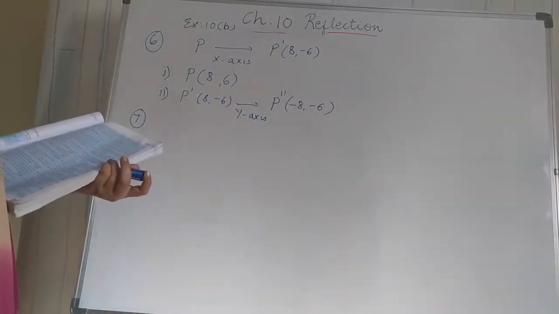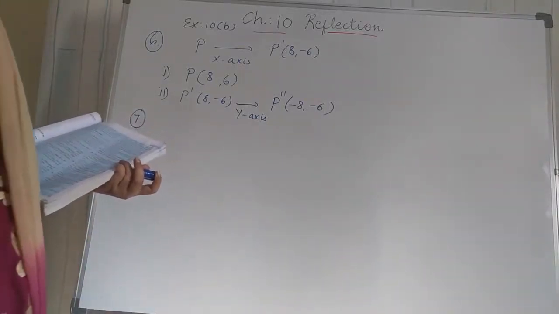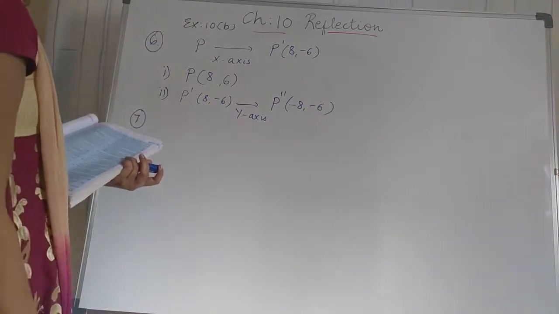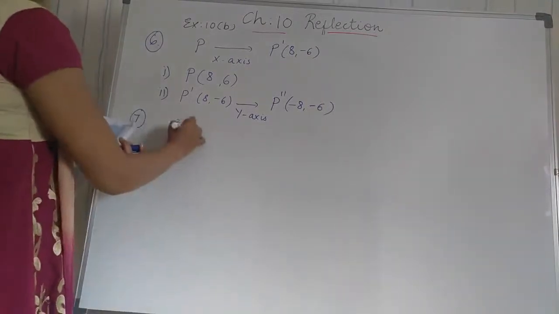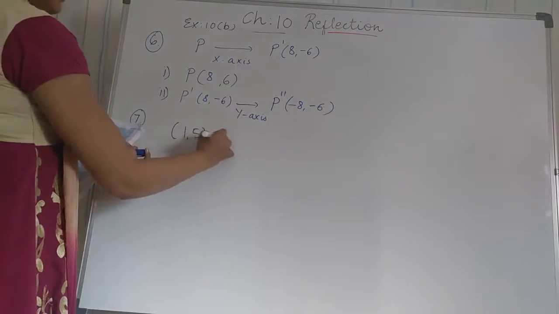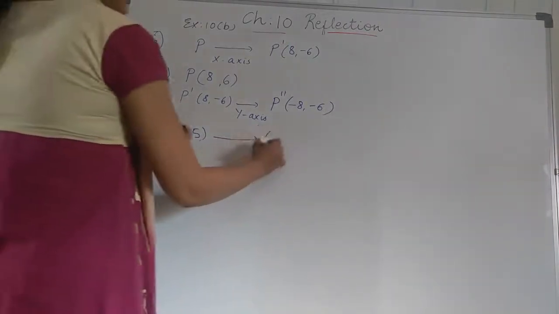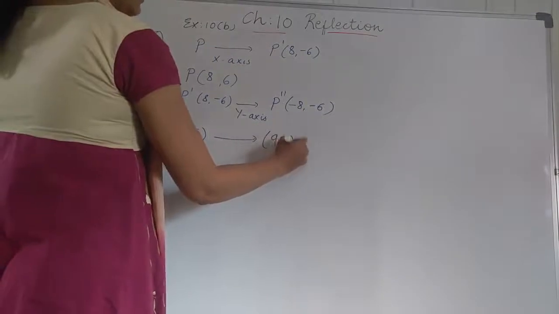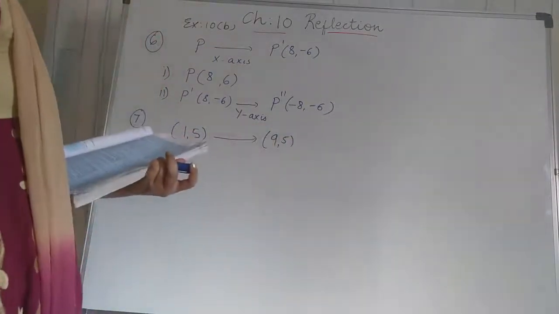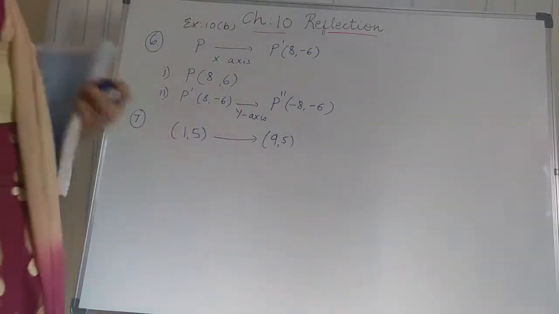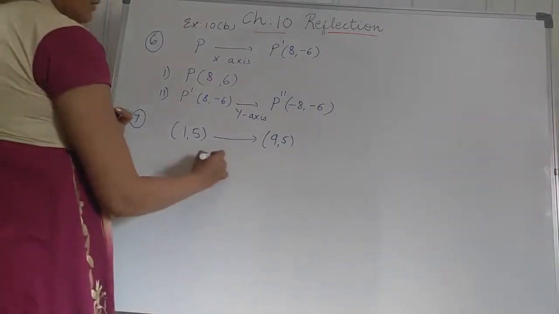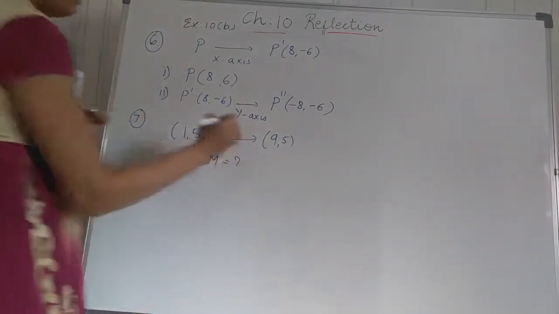Now question number 7 of exercise 10b. The image of the point (1, 5) when reflected in a line LM is (9, 5). So here this is the point (1, 5) which is reflected in some line. Then it is (9, 5). We get the coordinates as (9, 5). So write down the equation of the line LM. What is the line LM that we want to find out here?